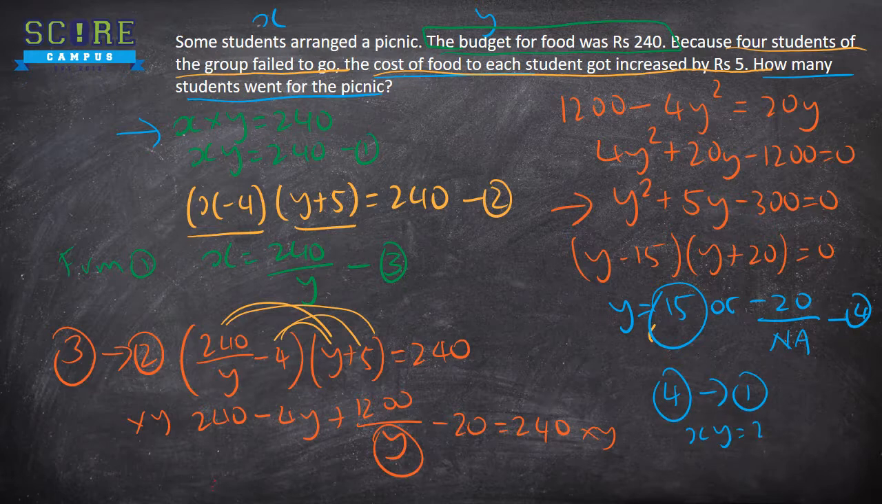X, y equals to 240, so that means 15x equals to 240, and so x is equal to 16, isn't it? Yeah, 16. Right? But they asked how many students went for the picnic. I'm not sure whether the question is, this should be, how many students went for the picnic after 4 failed to go, right? So you must take 16 minus 4 and your answer is 12. 12 students went for the picnic in the end.